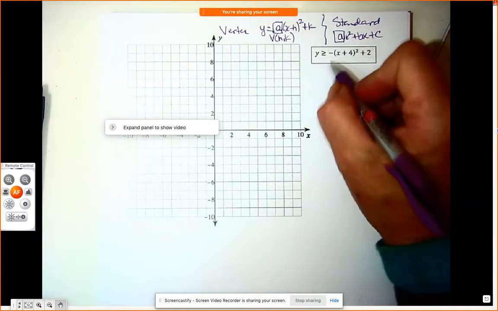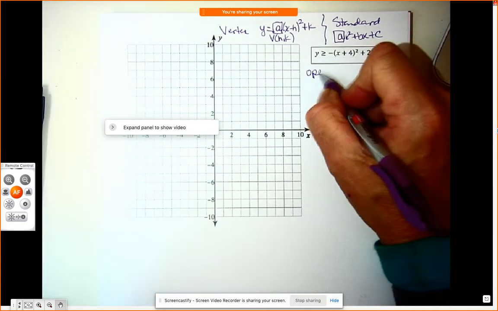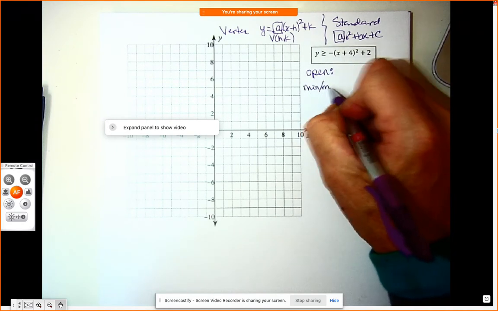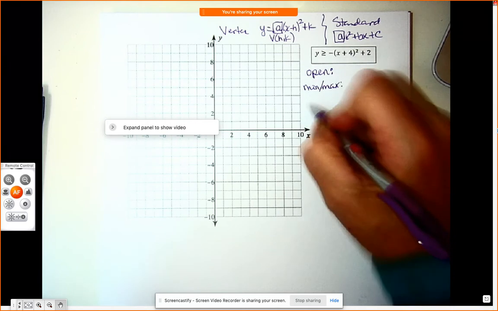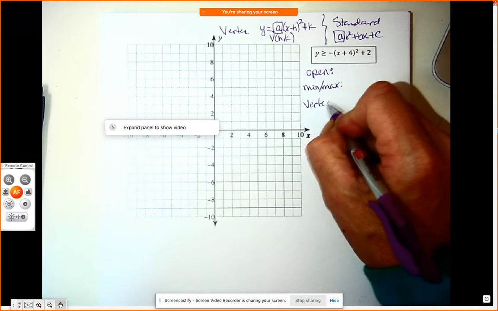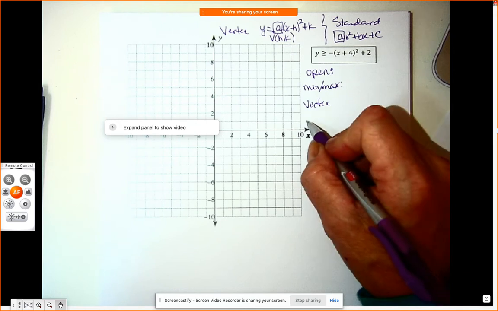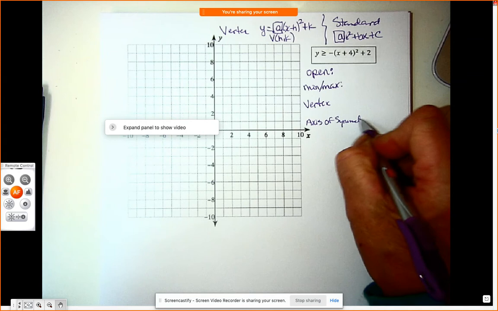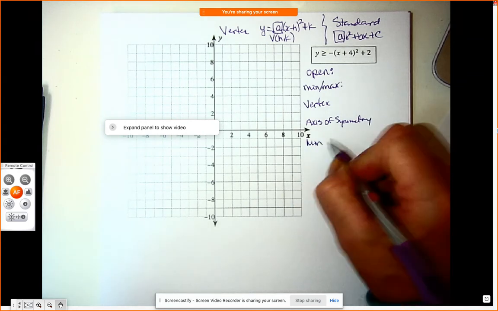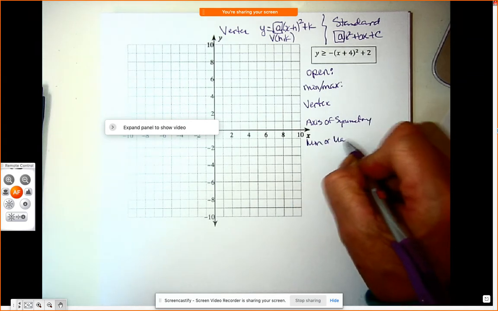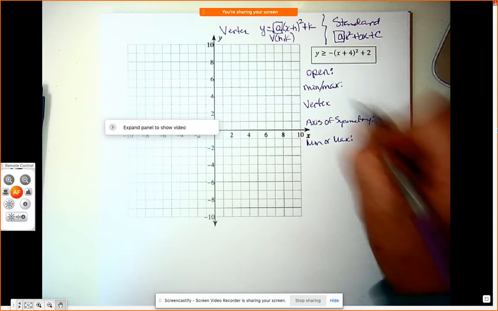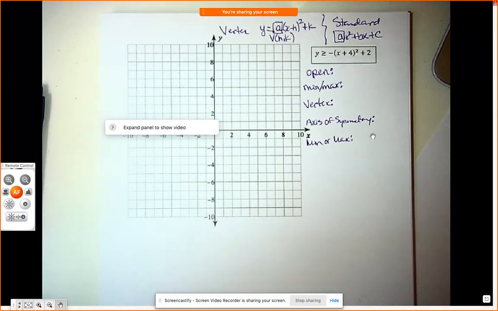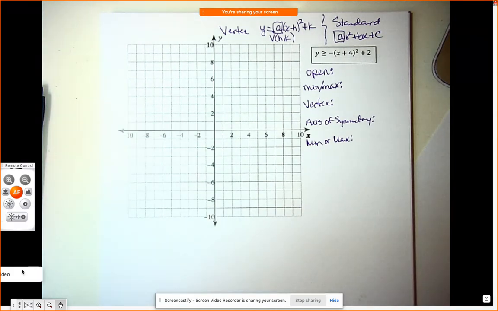Here's what you're going to tell me today. Which way does it open? Is it a minimum or a maximum? What is the vertex? Once you get the vertex, you should immediately be telling me the axis of symmetry. You should be telling me the minimum or maximum, the equation of the line that goes with that minimum or maximum, which I'm about to explain. And since it's a video, you know you can stop and start and figure out what you need to do.